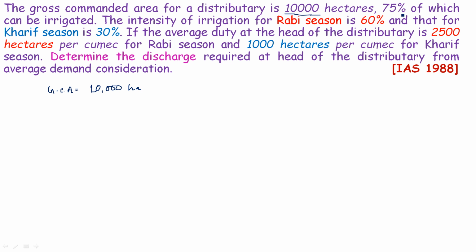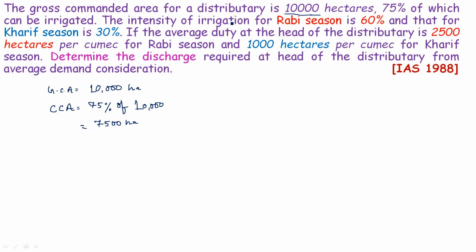75% of which can be irrigated. It means the culturable commanded area will be 75% of the gross area. So 75% of 10,000 hectares will be 7,500 hectares, which is your CCA, that is culturable command area.